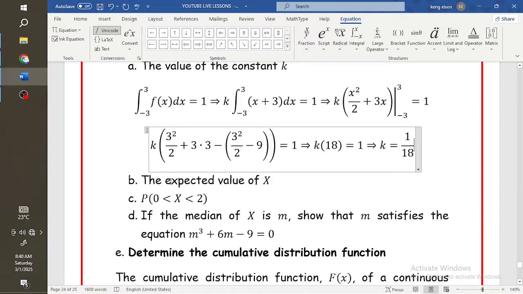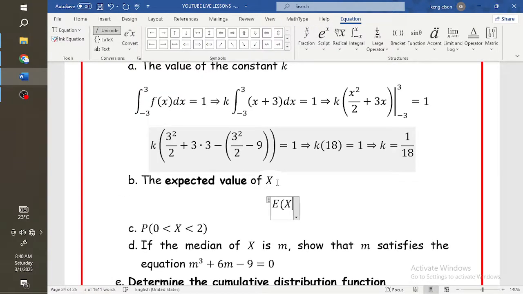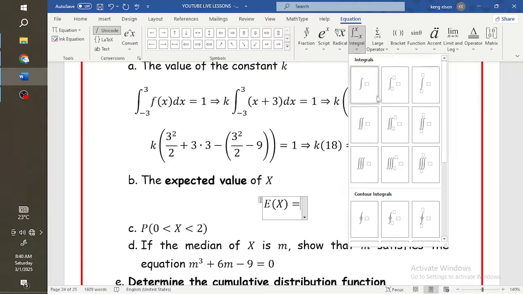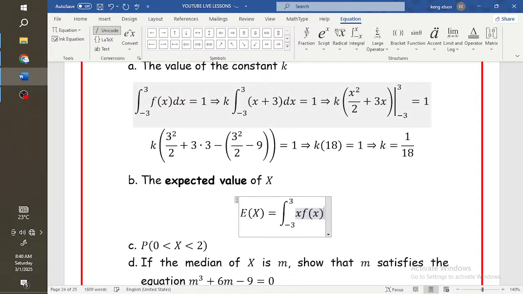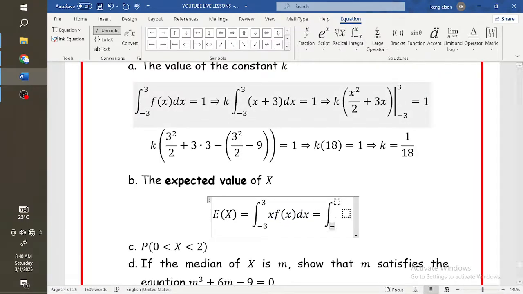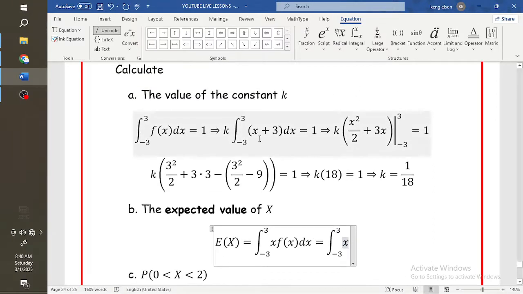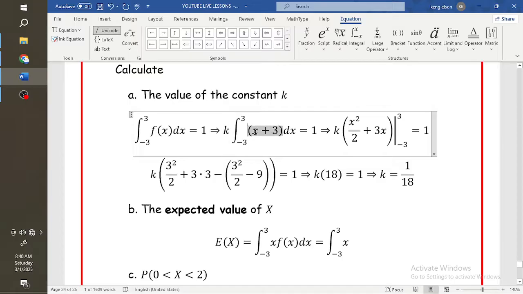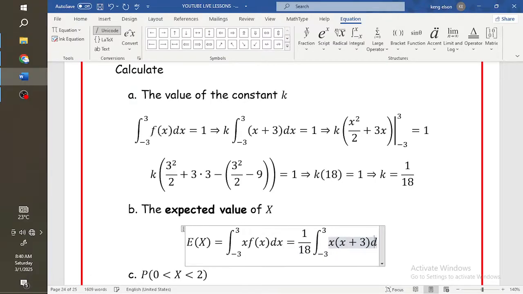Now the expected value is the mean. Like I told you guys, the mean is also called the expectancy of x, or the expected value. So the mean of x by definition is the integral from minus 3 to 3 of x times f of x dx. I'll put the x outside. Our f of x is k into x plus 3, so I'll put k outside, 1 over 18, then x plus 3 dx.